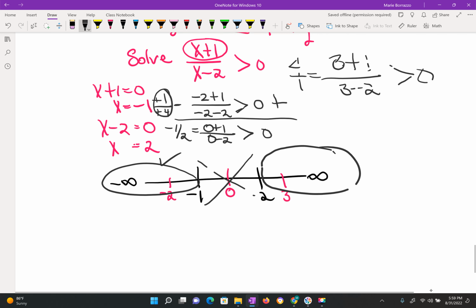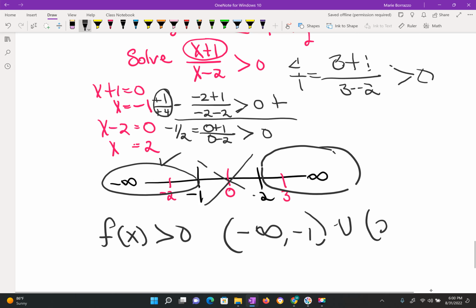All right, so that means your two solution areas in this case, f of x greater than 0, is true for the interval negative infinity to negative 1, not inclusive, union 2 to infinity, not inclusive. Is that clear? Yeah. No?